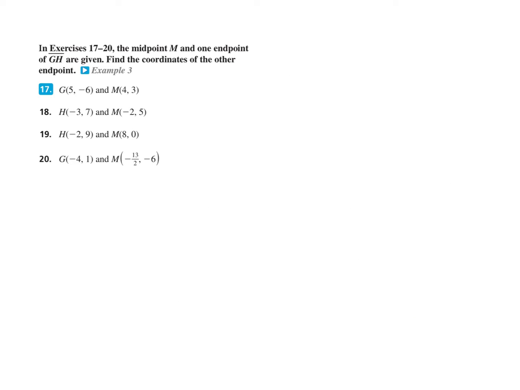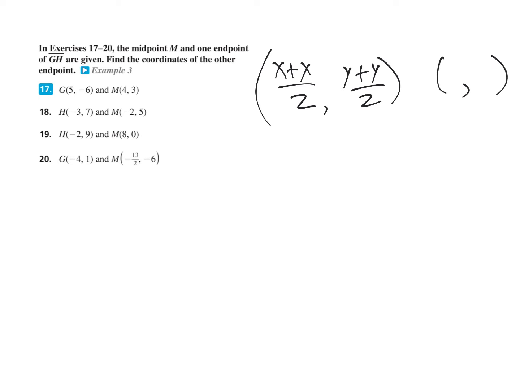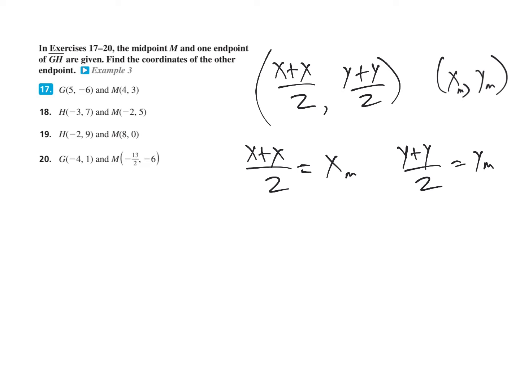All right, number 17. The midpoint and one endpoint are given. Okay, so here's what you're looking at. (x plus x)/2 and (y plus y)/2. Those are going to equal your actual answers of your midpoint, the midpoint x value and the midpoint y value. All right, so what we're saying is this. The (x plus x)/2 is equal to the midpoint of the x value. And the (y plus y)/2 is equal to the midpoint of the y value.